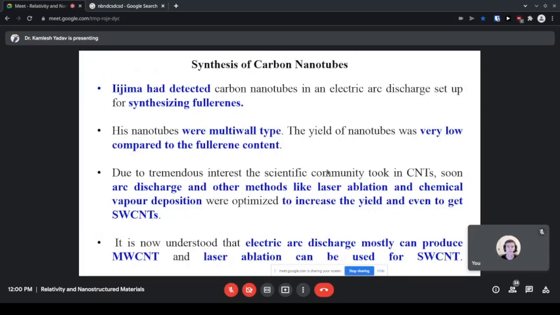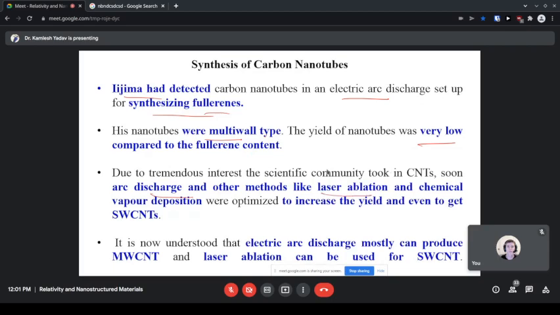Okay, we can synthesize this carbon nanomaterial using various techniques. For example, Iijima first used the electric arc discharge method, and he synthesized fullerene, but a very small amount of multi-wall carbon nanotubes were also present. But those were very low in number. Using the arc discharge method, you can synthesize fullerene, but it is difficult to synthesize carbon nanotube.